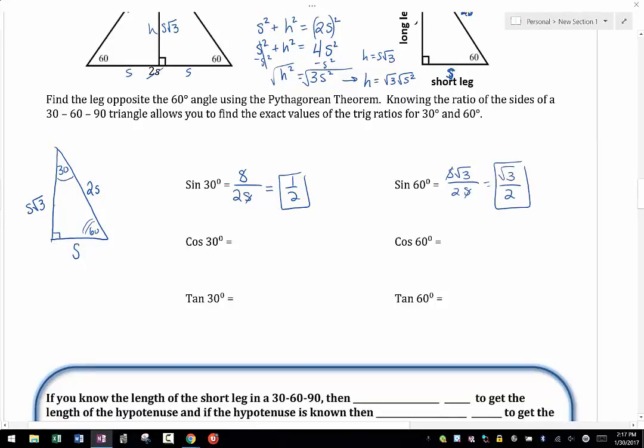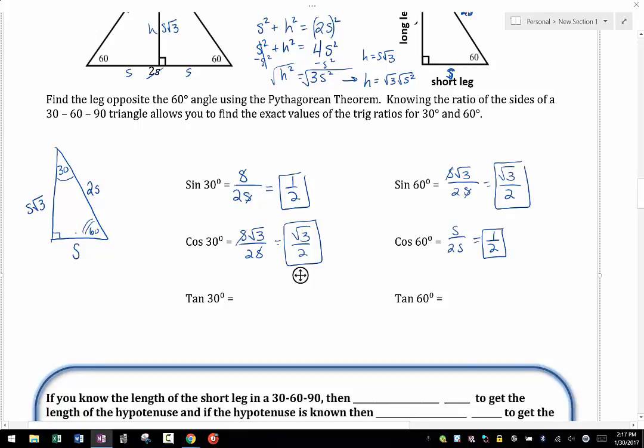Cosine 30 would be adjacent over hypotenuse from 30, which would be s root 3 over 2s. S's cancel, I get root 3 over 2. Cosine 60 adjacent over hypotenuse is s over 2s, or 1/2. Tan 30 is opposite over adjacent. Opposite 30 is s.